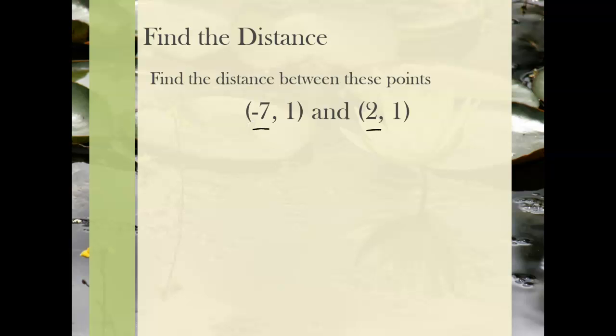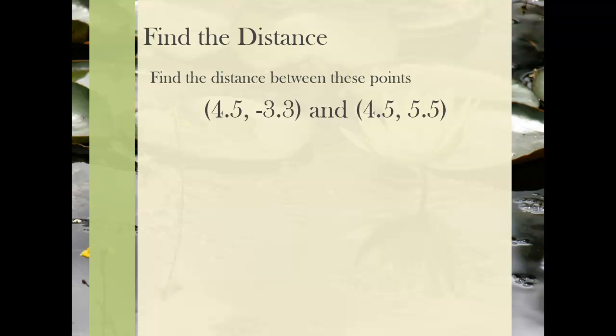If they don't match, then they are not in the same quadrant. That means we will add the absolute value of the unlike coordinates, -7 and 2. We would take the absolute value of -7 plus the absolute value of 2. This is 7 plus 2, which equals 9. -7, 1 and 2, 1 are 9 units apart.